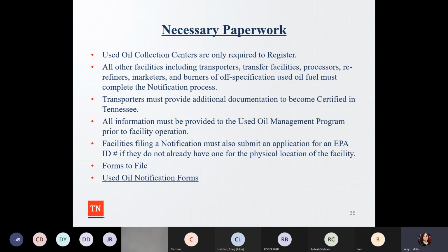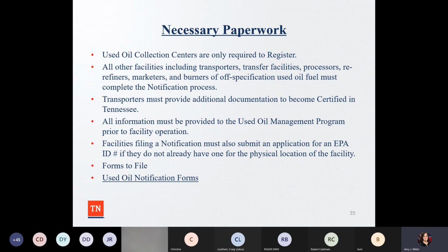And then used oil collection centers are only required to register. All other facilities, including transporters, transfer facilities, processors, so on and so forth, must complete the notification process. And then the transporters must provide additional documentation to become certified, and all other information provided to the program prior to the facility operation. So again, it's like what we always talk about with floodplain management. You have to ask for permission first before you start development, before you start one of these facilities. All this documentation has to be submitted.